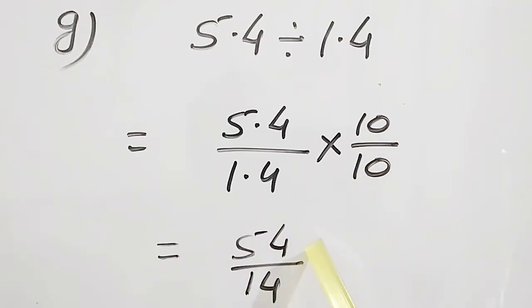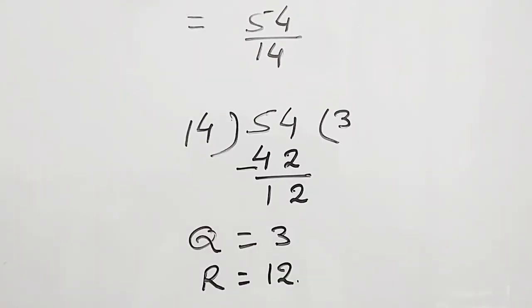5.4 into 10 is equal to 54 and 1.4 into 10 is equal to 14. Now divide 54 by 14. So write divisor 14 on the left side of the division sign and 54 inside the division sign. 14 is having 2 digits and 54 is having 2 digits. So read the table of 14 to get a number equal or less than 54. 14 3s are 42. Subtract 42 from 54.